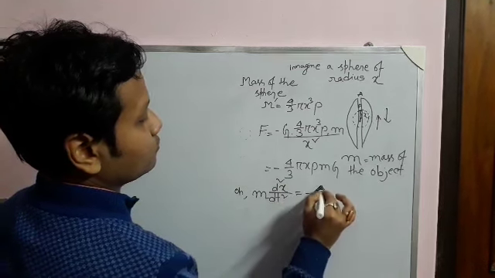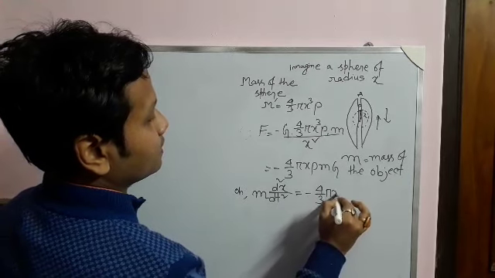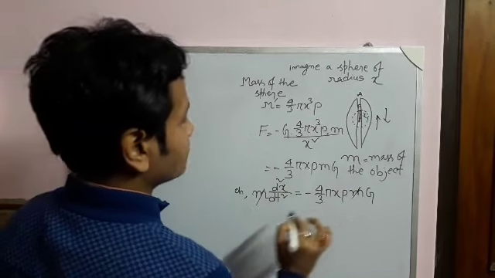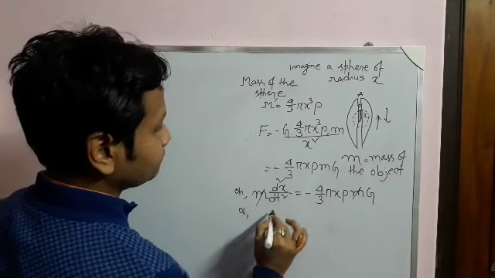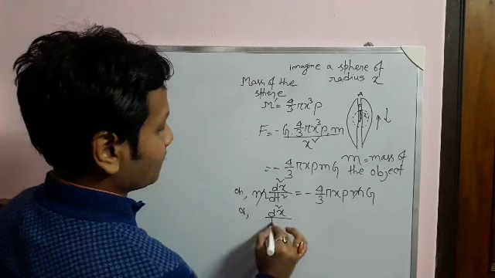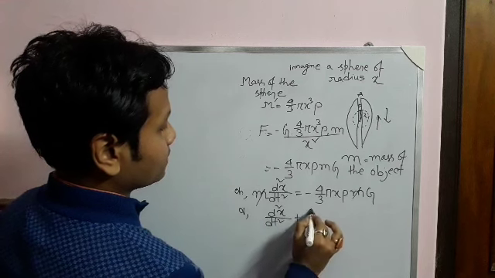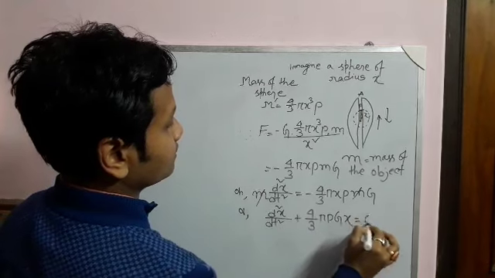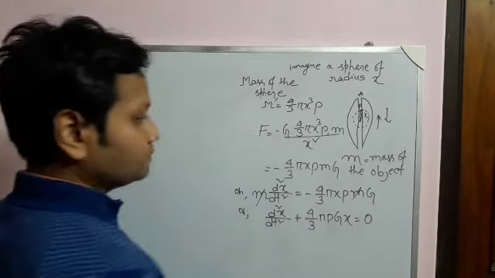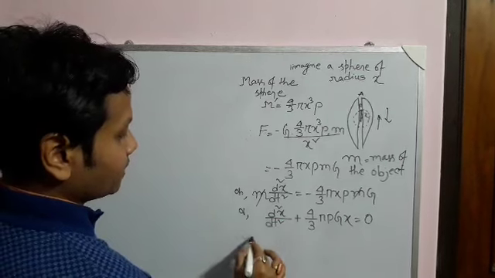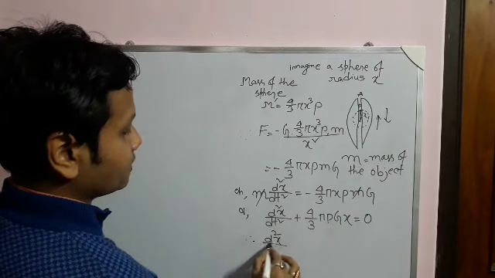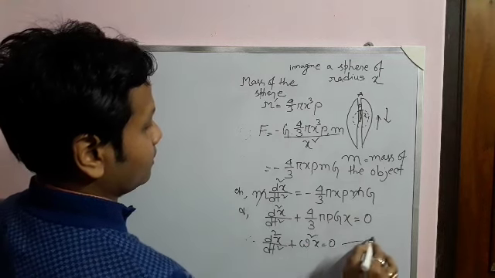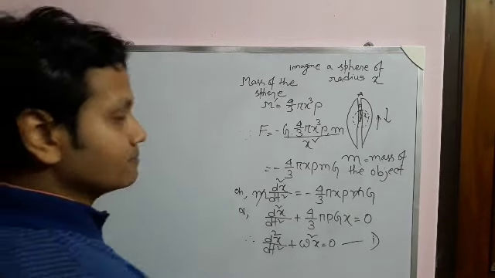This must be equal to minus 4/3 pi x rho m G. So m cancels. So what do we get? d2x by dt2 plus 4/3 pi rho G x is equal to 0. Okay, so we can write this expression as d2x by dt2 plus omega square x is equal to 0. Thus we see that the motion is simple harmonic.